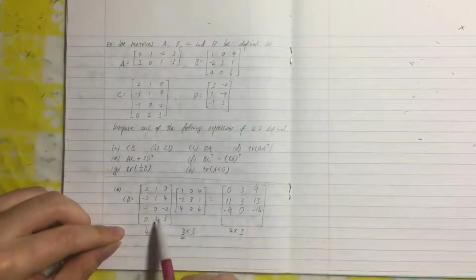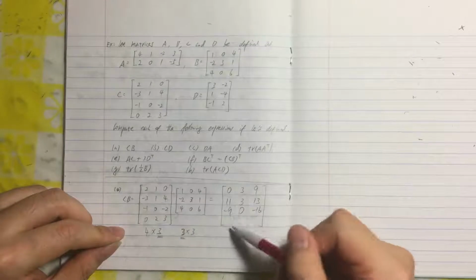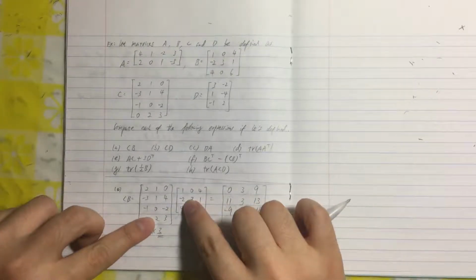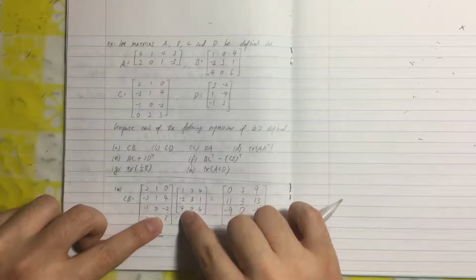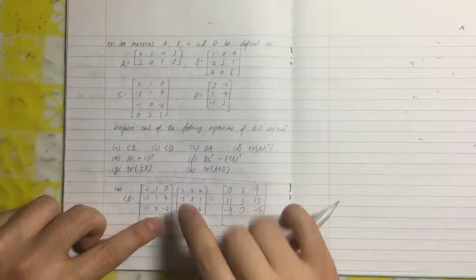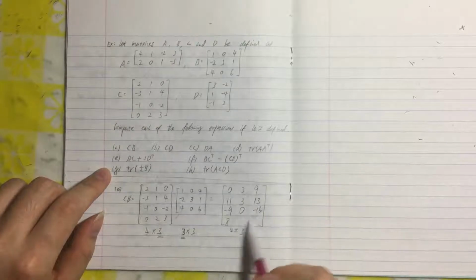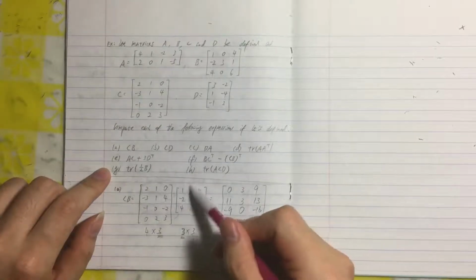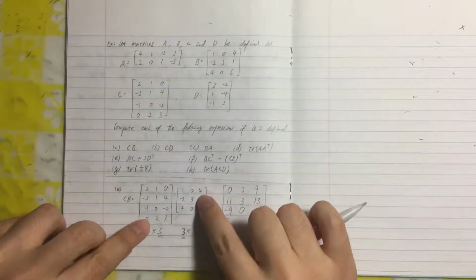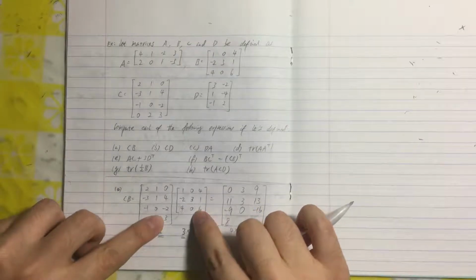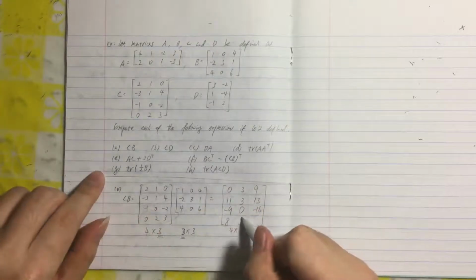Next, fourth row, first column. Take fourth row times first column. 0, negative 4. Negative 4 plus 12 is 8, positive 8. Next, fourth row, second column. 0, 6, 0. Together is 6.